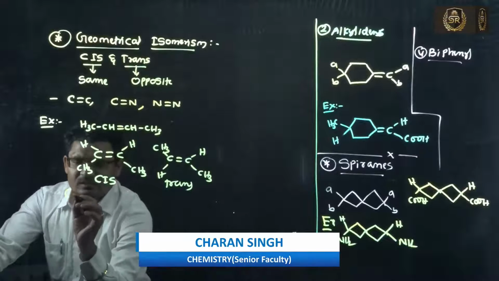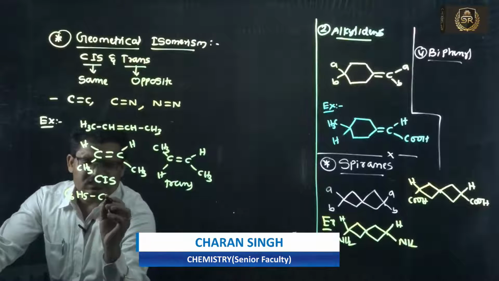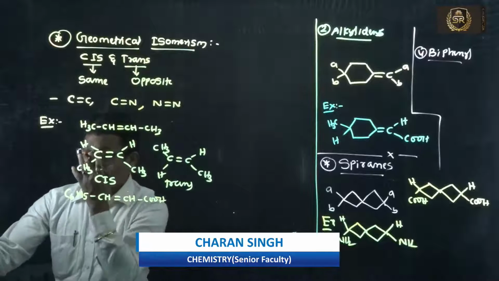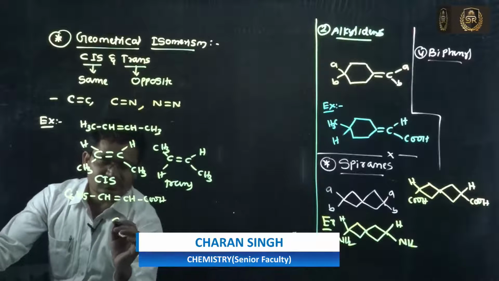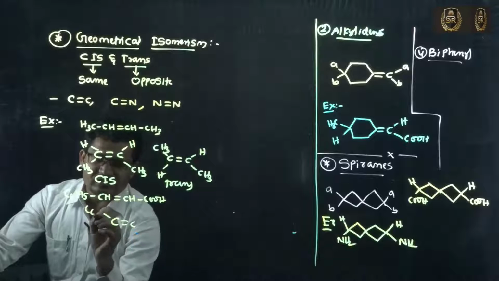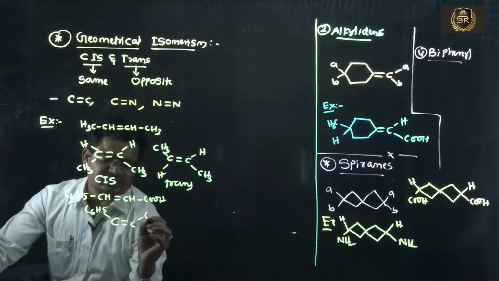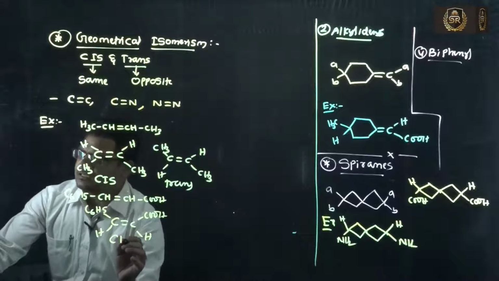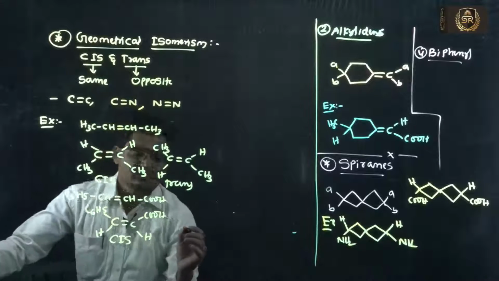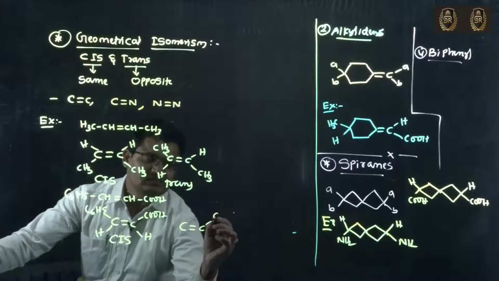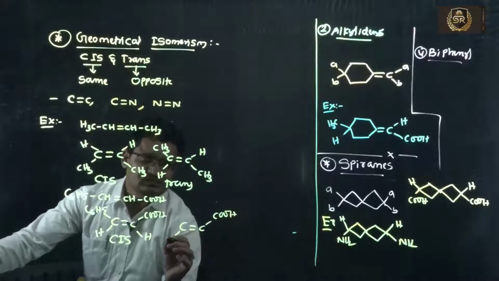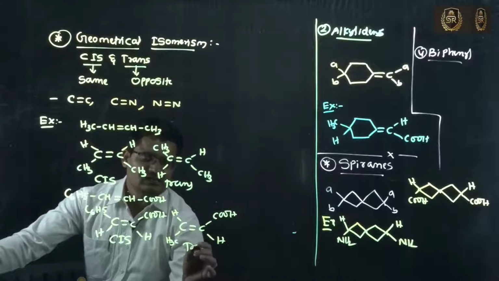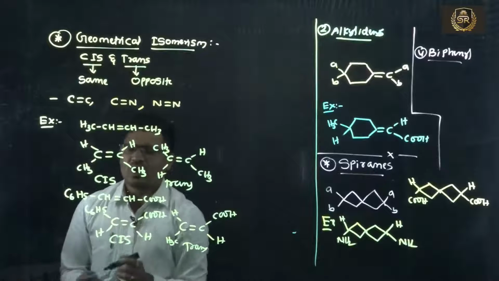Another example: C6H5 CH=CH COOH. How does it form cis-trans isomerism? C double bond C, with C6H5 on this side, COOH on this side, H on this side, H on this side. This is cis. In the trans, C double bond C, with COOH on this side, C6H5 on the other side, and H on this side, H on this side. This is the trans isomer.